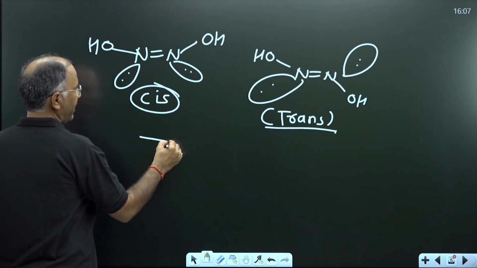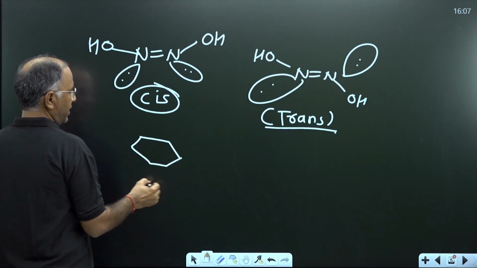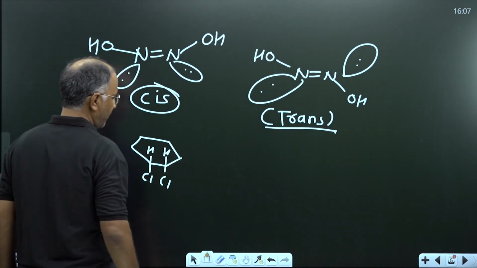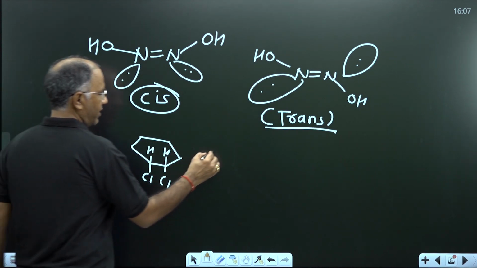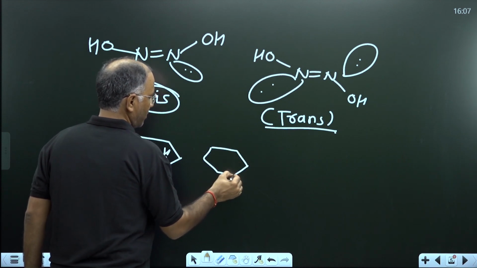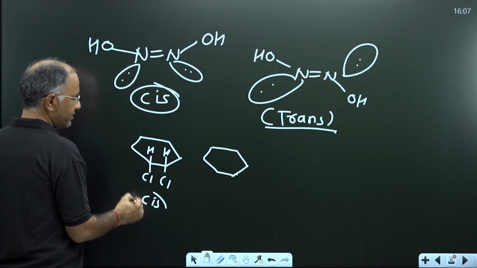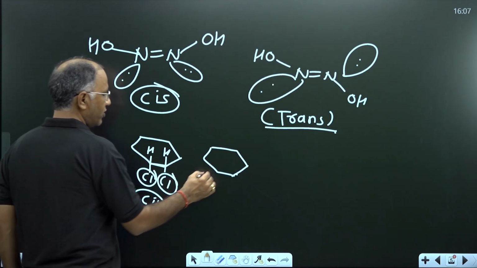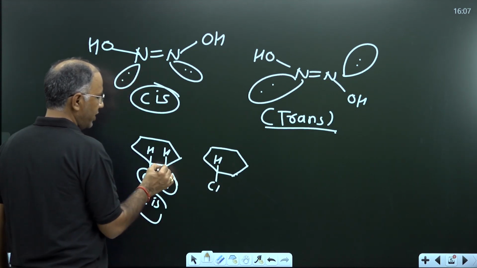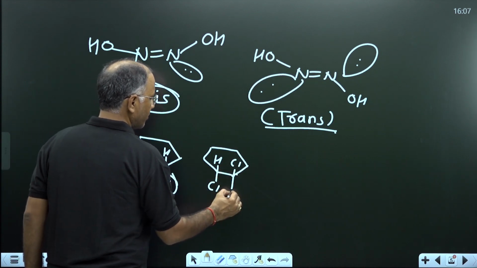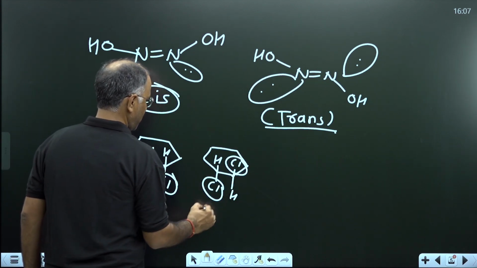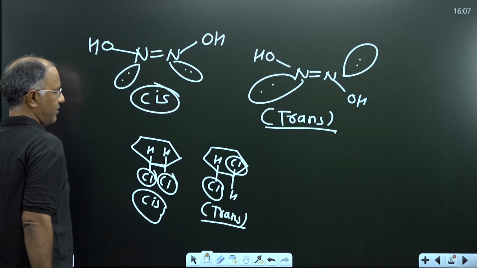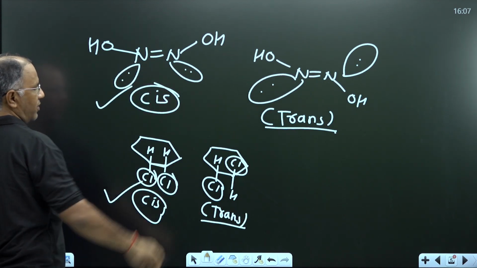In case of cyclic, it is a 6-member ring. Suppose this is one of the isomers. This is our cis because of the same side and rotation about this bond is restricted. Now, if I have to draw trans, what I have to do? I have to interchange this pair of groups. And this is our trans isomer. Got it?